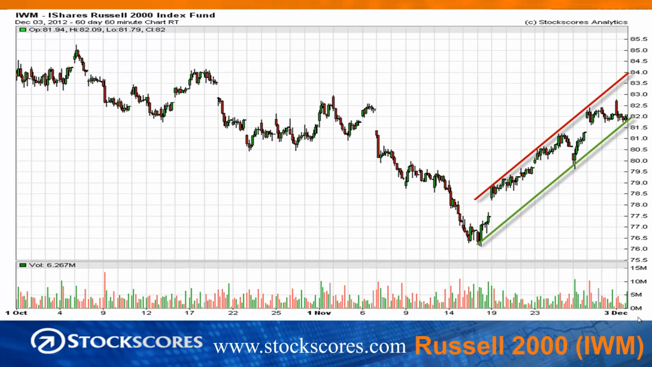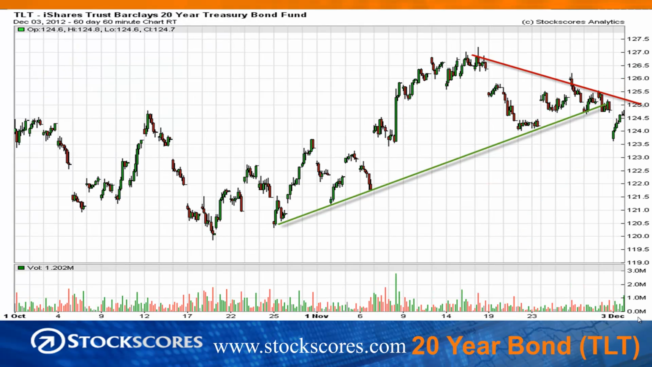This is the Russell 2000 in an upward sloping channel, has pulled back to its trend line. It should bounce here. And again, this is also a little bit of confirmation that maybe the S&P 500 can bounce tomorrow and really hold that trend line even though it tickled through it today.